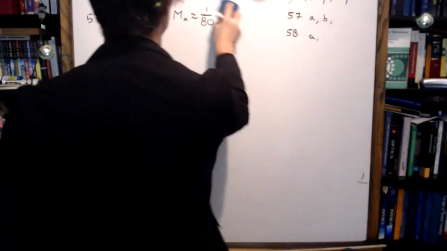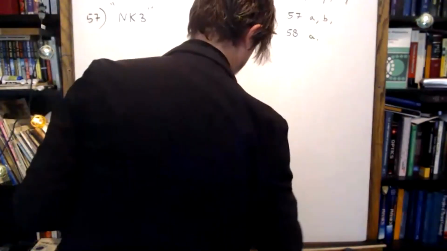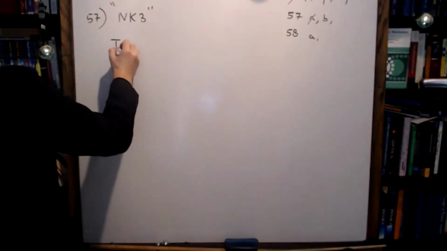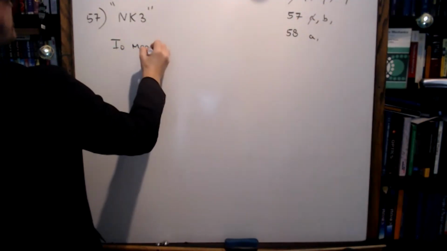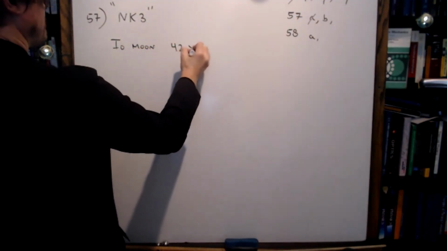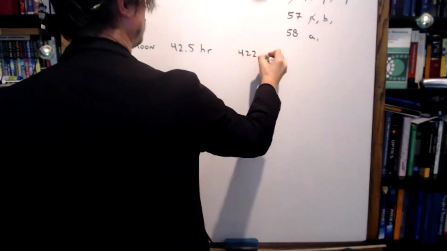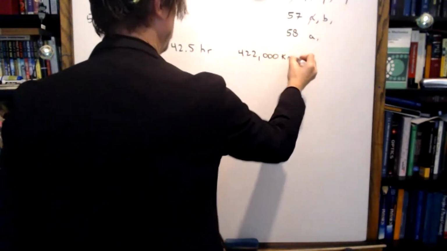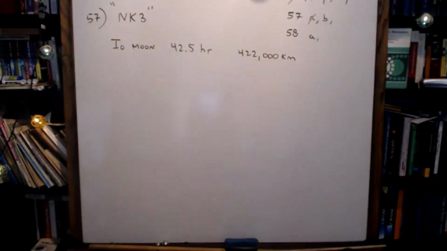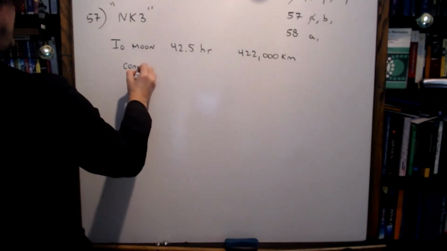What does B say? Calculate Jupiter's approximate mass from the fact that its moon, Io, orbits every 42.5 hours at an average distance of 422,000 kilometers. Okay, let's see if we can speed this one up a little bit. So let's convert to MKS.